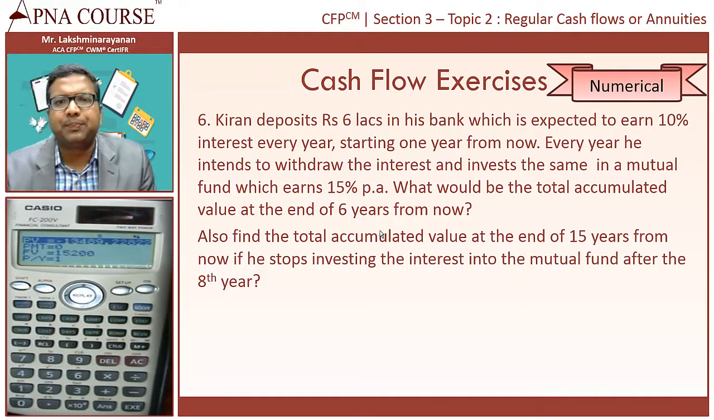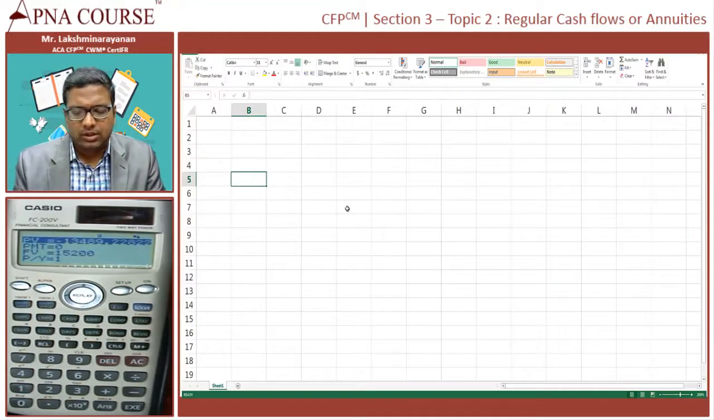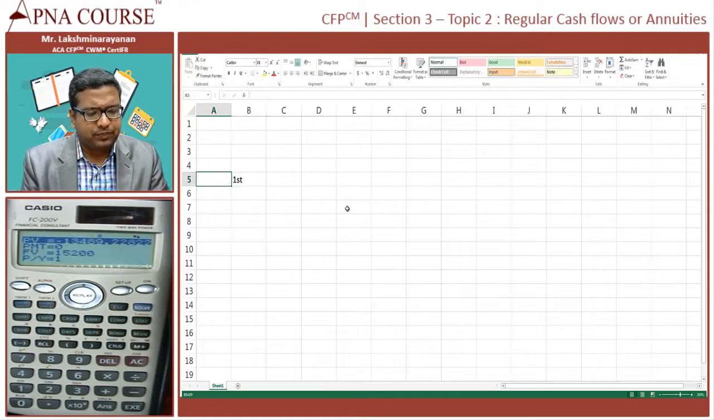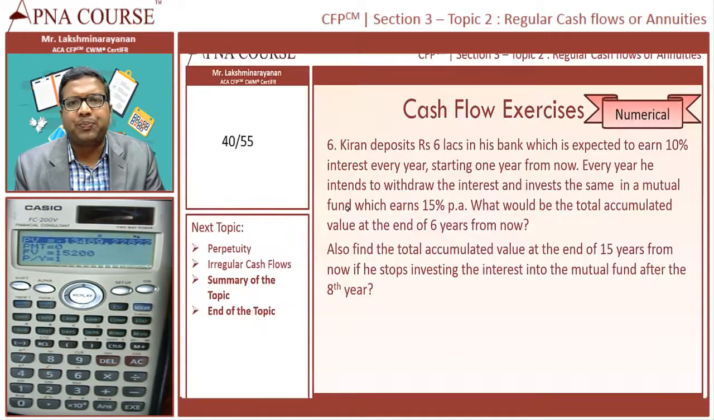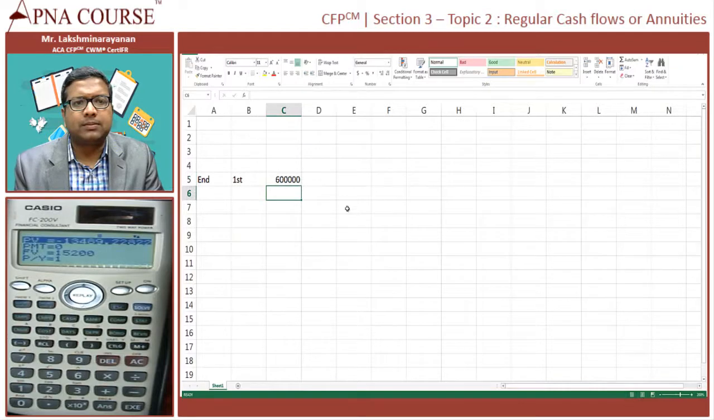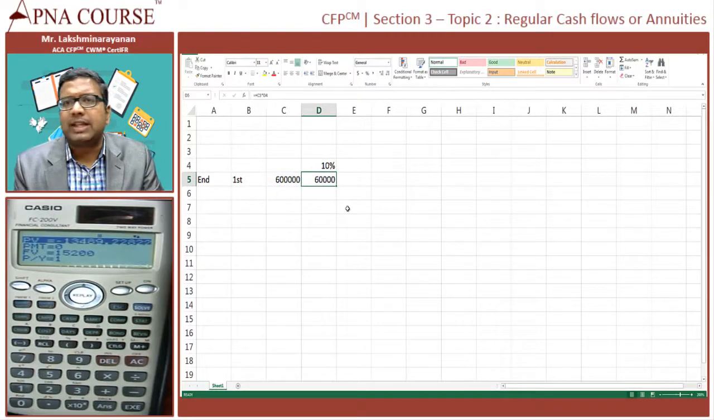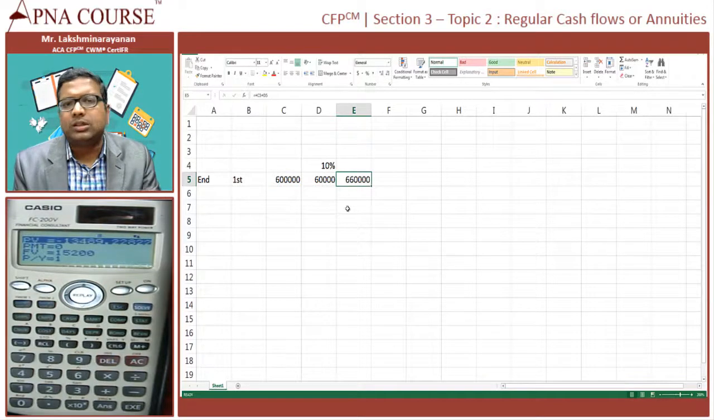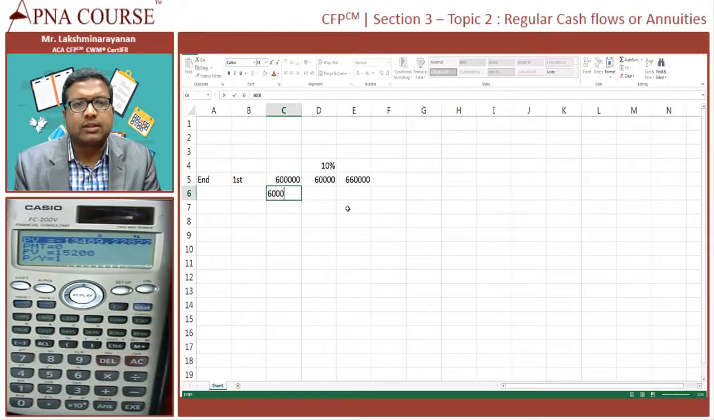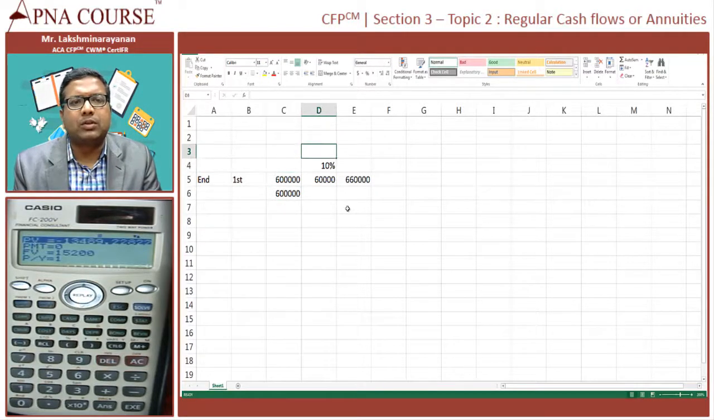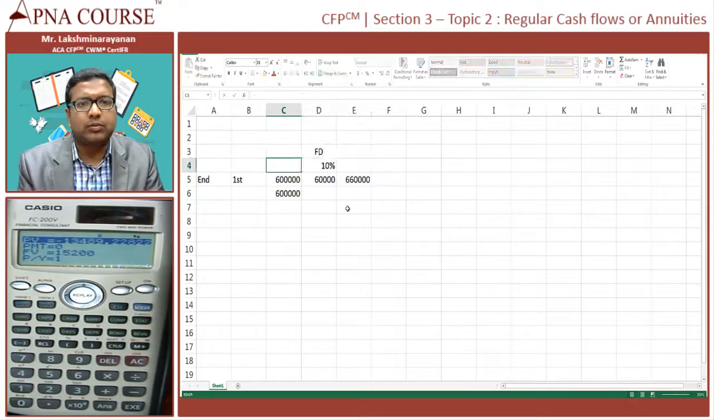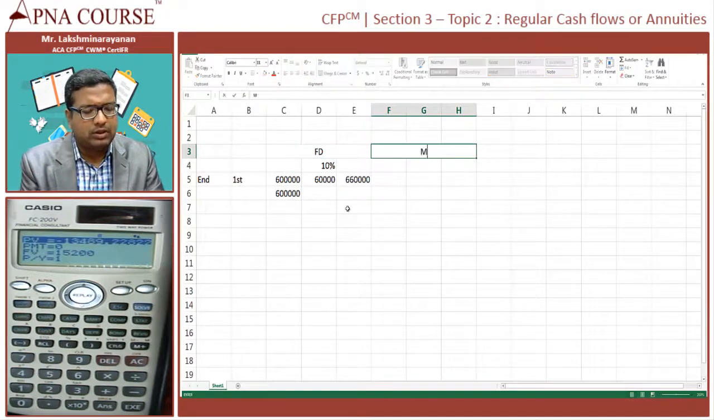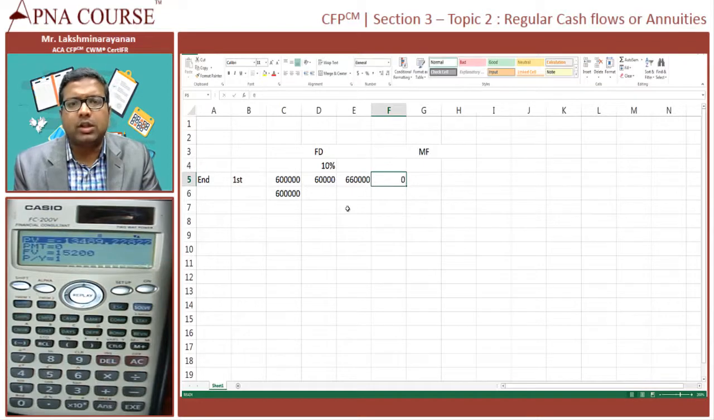Let's do this in Excel. So end of first year, what's the value? 6 lakhs. He gets 10%, which is 60,000. He gets 60,000. The total value at the end of first year is 6 lakh 60. So second year, he again gets 6 lakhs. So this is FD. Then mutual fund. So mutual fund, it's all 0 here.